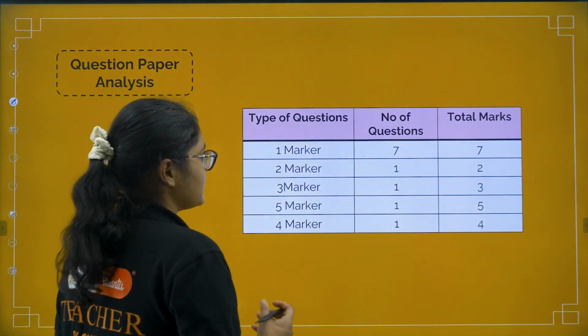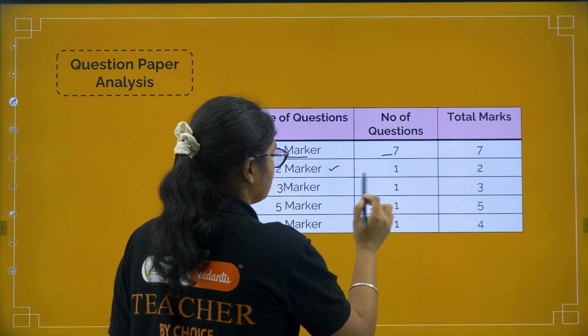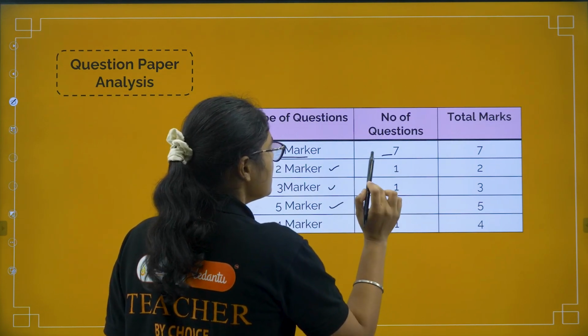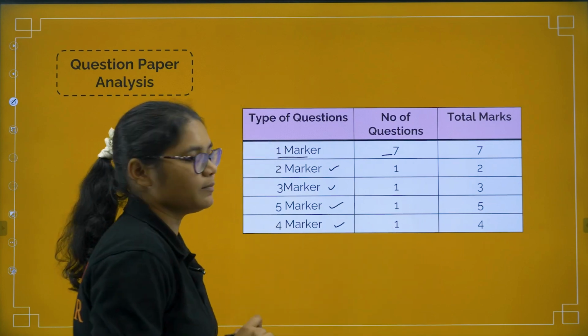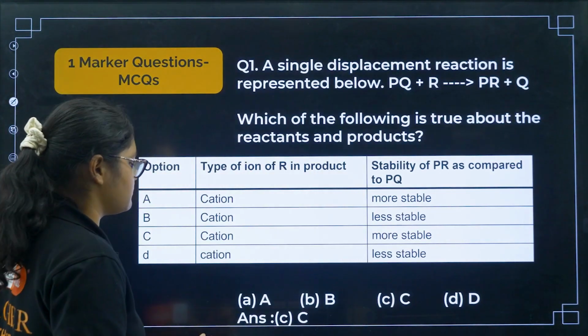Here you have the number of questions: in 1 marker there are 7 questions. There is only 1 question of 2 marker, 1 question of 3 marker, 1 question of 5 marker and 1 question of 4 marker. Okay, so let us see them. First we have these 1 marker questions.